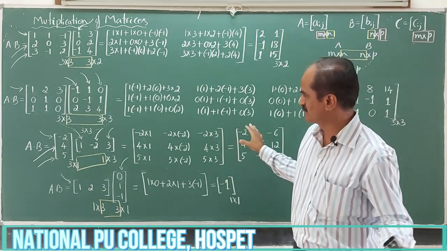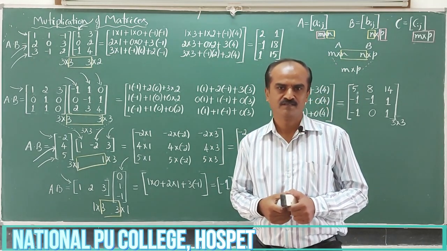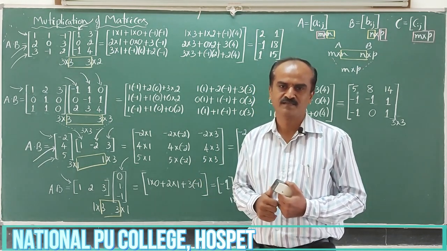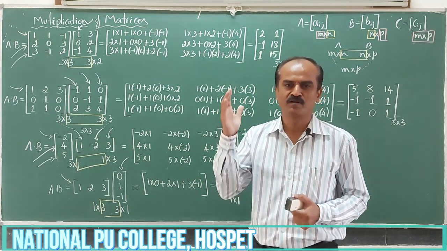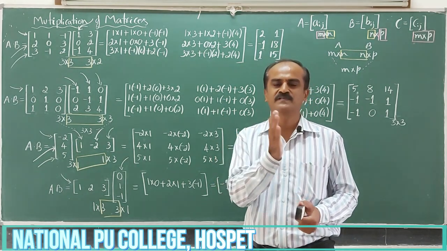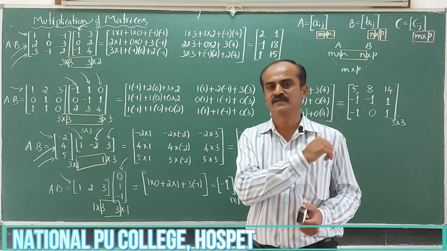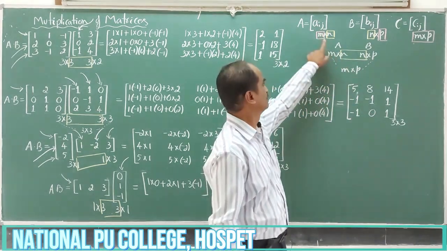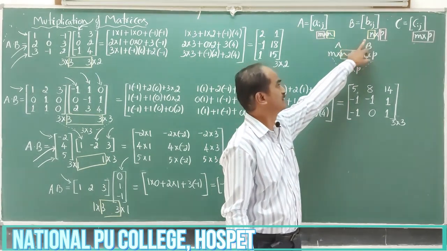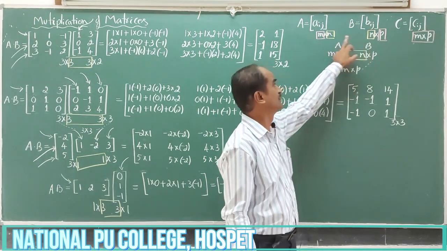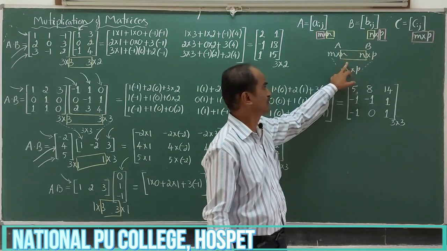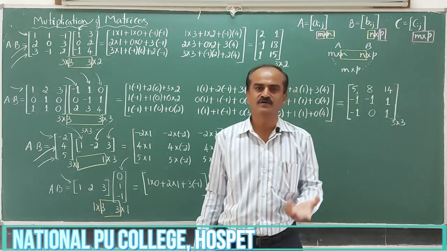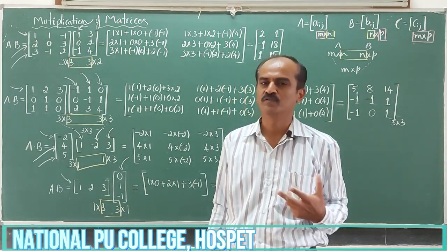I hope with these examples you are clear with how to multiply two matrices. What is the condition? Number of columns of first matrix must be same as number of rows of second matrix. Then only matrix multiplication is defined. First matrix m by n matrix, second matrix n by p. On multiplying those two, you are ending with m by p matrix. Now we'll see some of the interesting facts about this matrix multiplication.